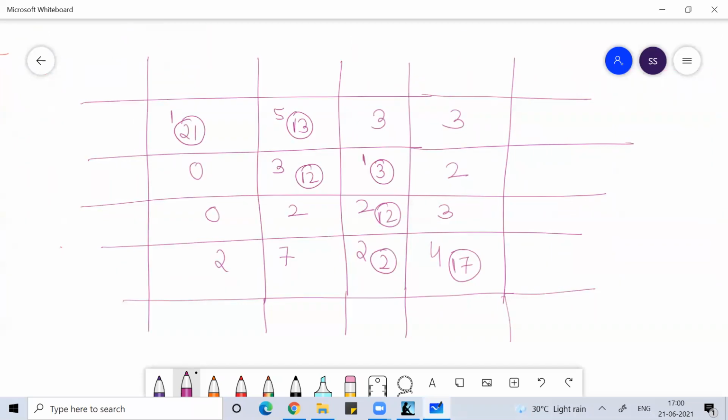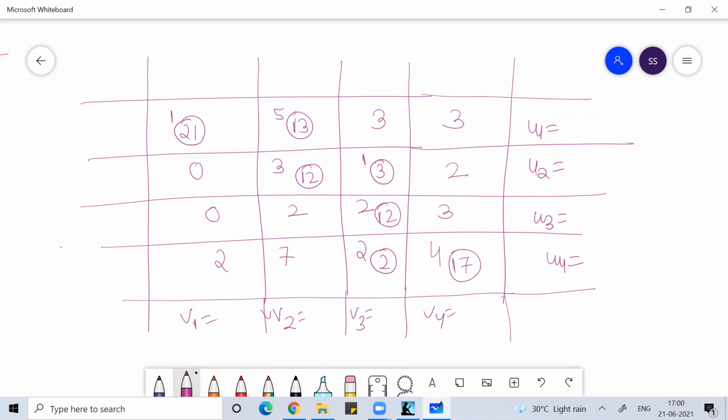Fine. So now we need to know whether this allocation is optimal or not. For that, we'll write u1, u2, u3, u4, then v1, v2, v3, v4.